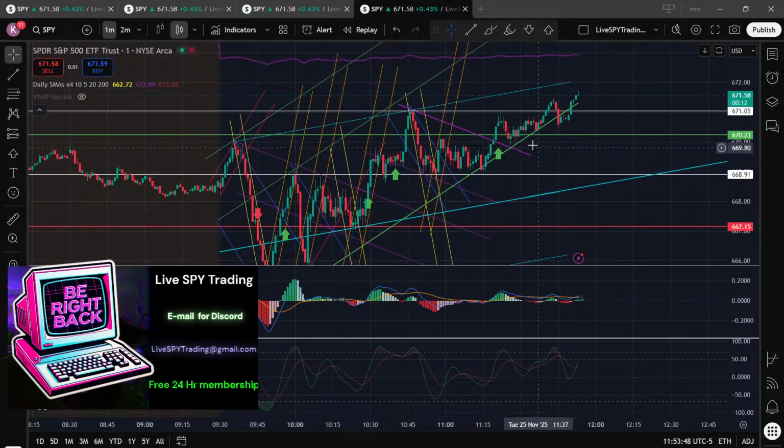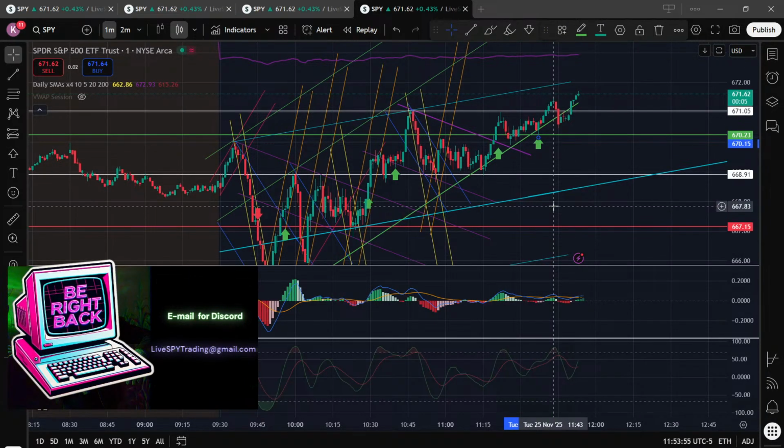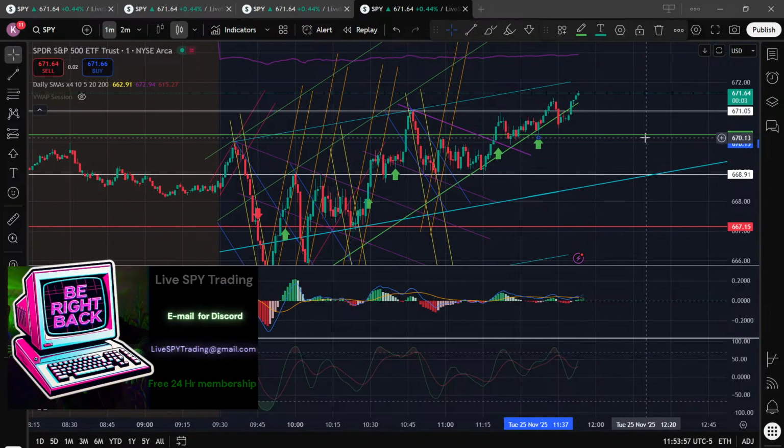Look at the money that's been printed off of green. Green was another entry. We had another call on our green entry right here. Look at the money that we just printed. Yup.